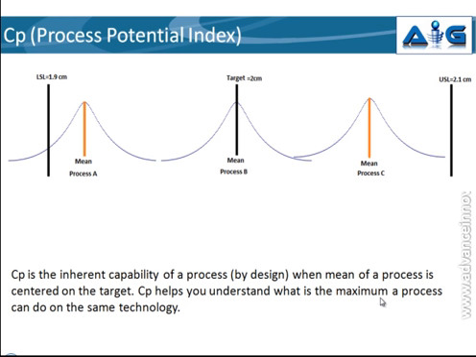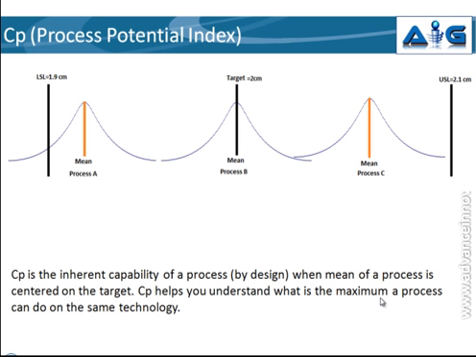But one of the most commonly used ratios to study capability of a process is CP. In this video we'll be talking about CP only, what CP of a process is. So what is CP of a process? Speaking a bit non-technically, I would call CP the process potential index.